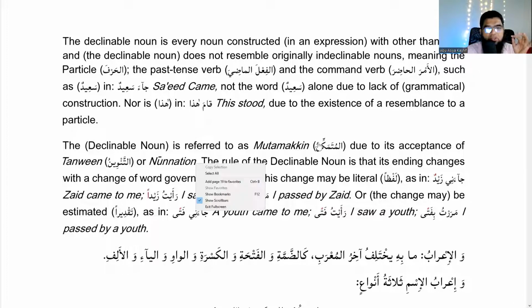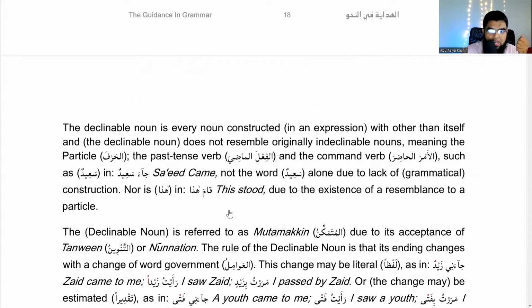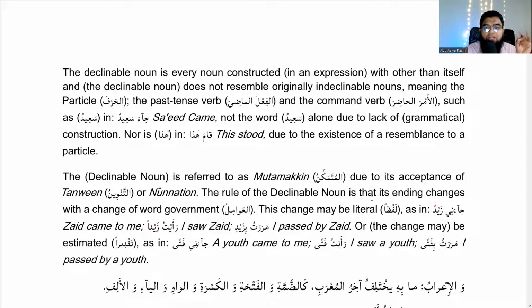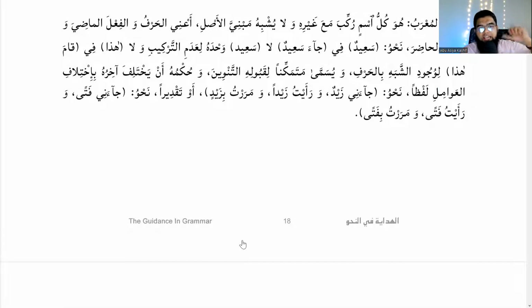The rule of the declinable noun. So now he comes to the rule. What is the point of learning it? What is the rule of it? وَحُكْمُهُ أَنْ يَخْتَلِفَ آخِرُهُ بِاخْتِلَافِ الْعَوَامِلِ لَفْظًا. And its ruling is يَخْتَلِفُ آخِرُهُ. The ruling of the declinable noun is that its ending changes with the change of word government. Word government means the agent, عَامِل, عَوَامِل. Right? Because of the previous word, this guy changes.